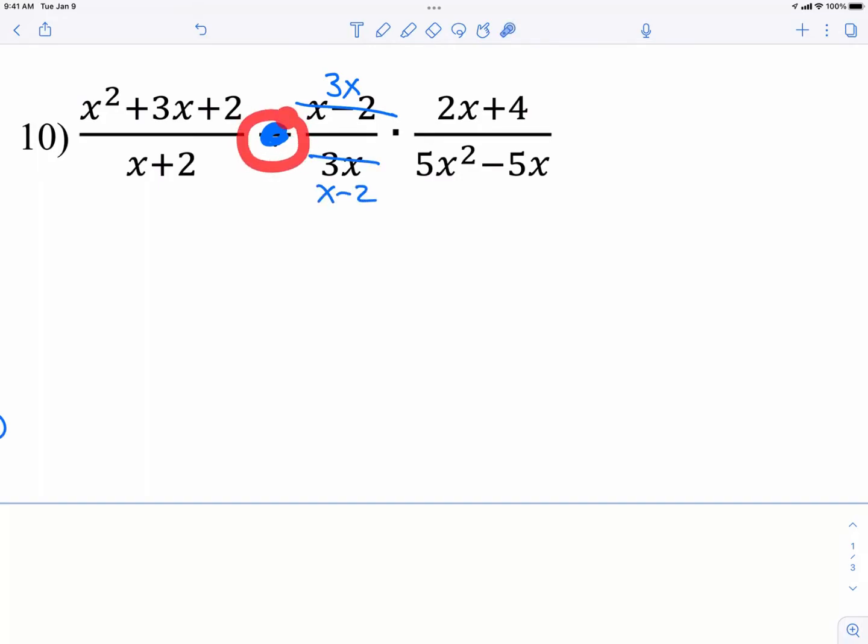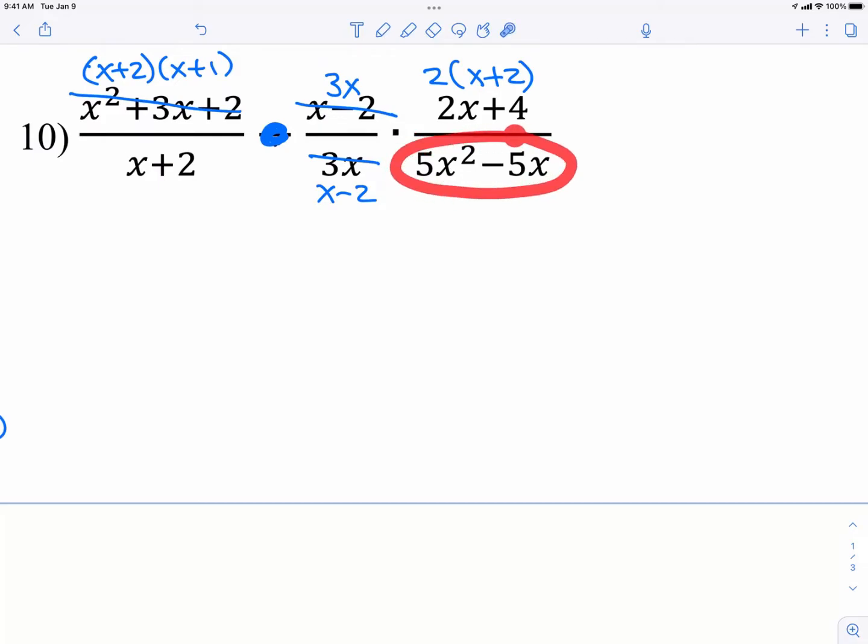Now we have multiplication here and multiplication here. The next step would be to factor the first numerator. That's going to factor into x plus 2 times x plus 1. We can factor this numerator by pulling out a 2. That'll be 2 times x plus 2. We can factor this denominator by pulling out a 5x. So that's going to be 5x parentheses x minus 1.